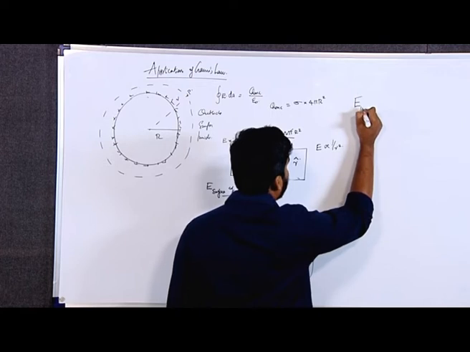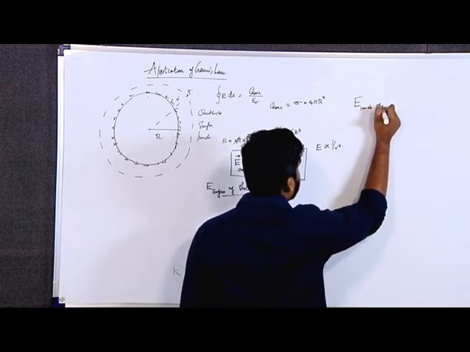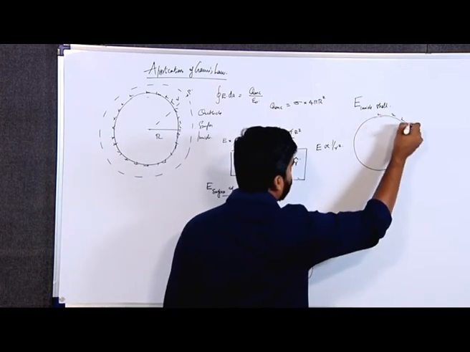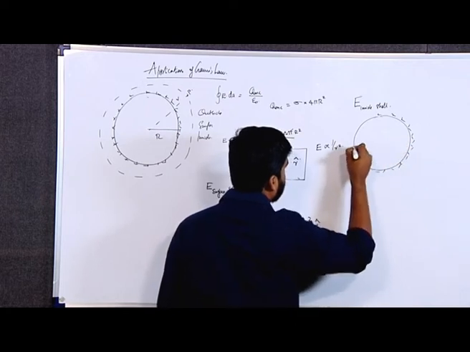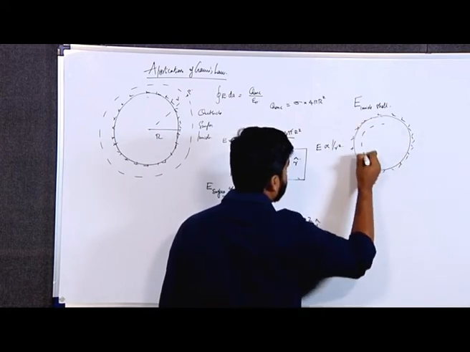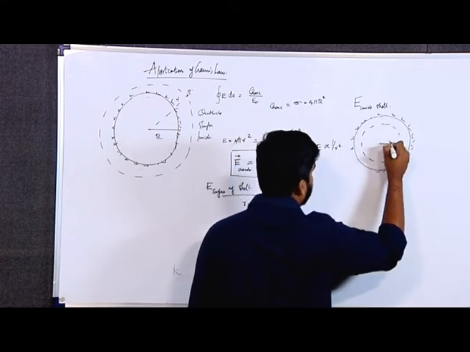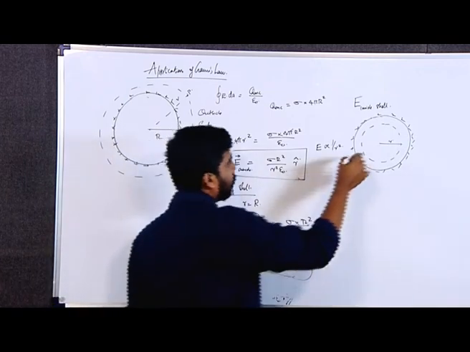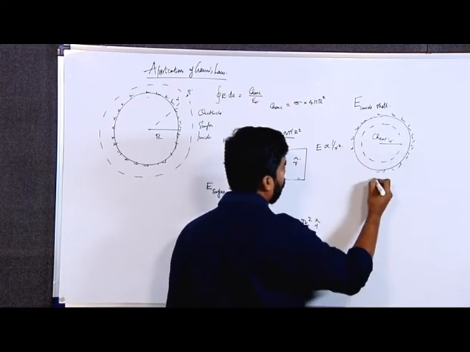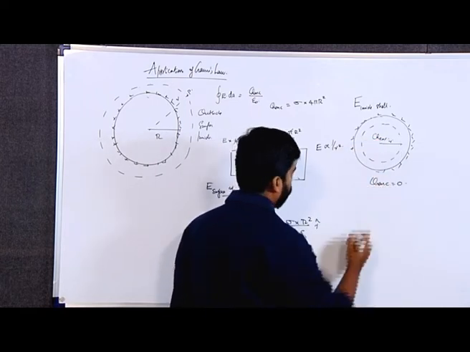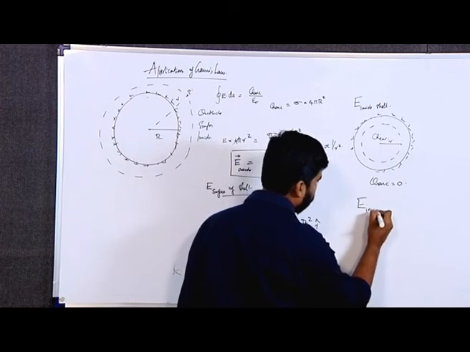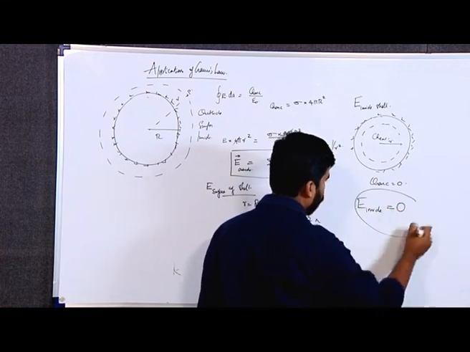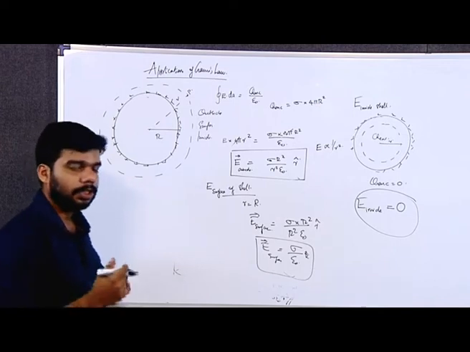And the most interesting idea is what is the electric field inside the shell. For the electric field inside the shell, consider a shell with all the positive charges residing on the surface of the shell, and I am considering a Gaussian surface at a radius r inside the shell. So what is the total charge enclosed inside this surface? The total charge enclosed is equal to 0. So the electric field inside the shell is equal to 0. Electric field inside the shell is equal to 0.